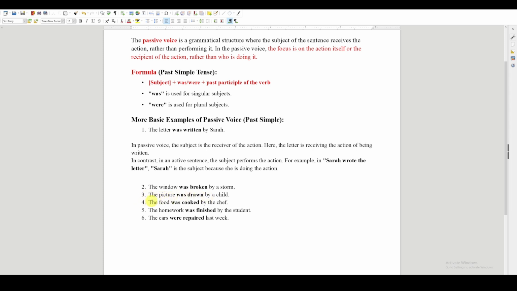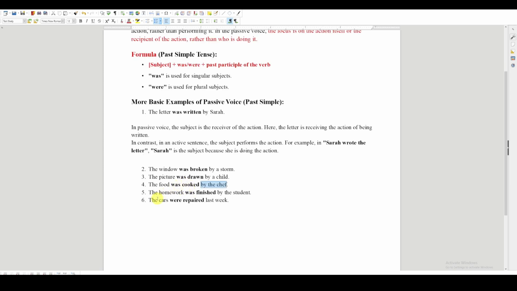So as for the third example, the picture was drawn. Okay, so the picture is the subject, was because we are dealing with one picture, and drawn is the past participle. Okay, simple and clear, right? So 4, the food was cooked by the chef. Let's discard this part of the sentence. So the food is the subject, was because we are dealing with just food, and cooked is the past participle of the verb cook.